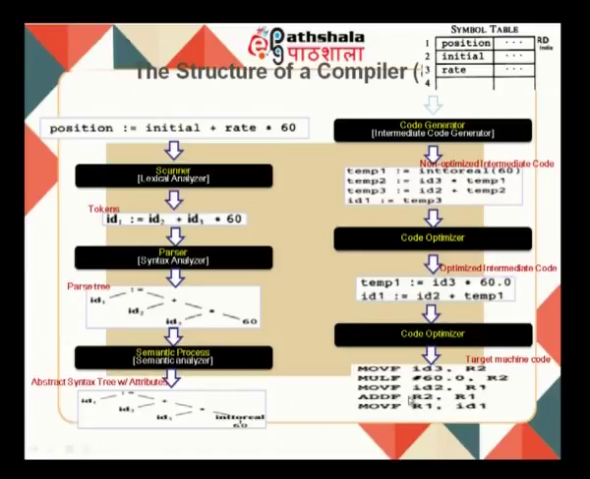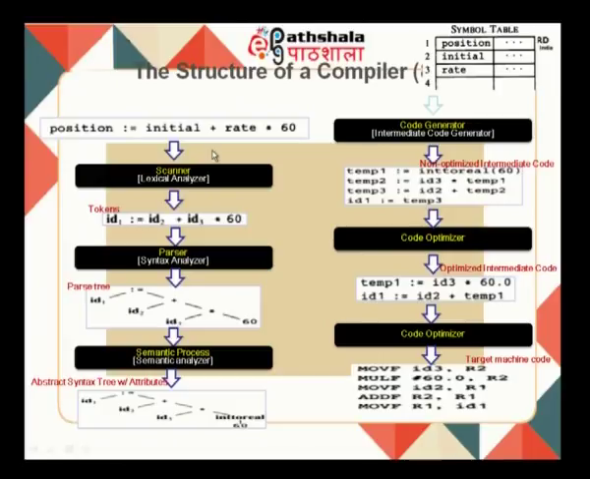Yeah, I have R2 here, and then I am going to the next step. So, R2 has the product of ID3 and 60.0, and then I am moving here ID2 into R1, and then adding R2 and temp1. Temp1 is available in register R2 here. So, add F R2 comma R1 and move the result back into ID1. So, move F R1 comma ID1. So, this is my flow.